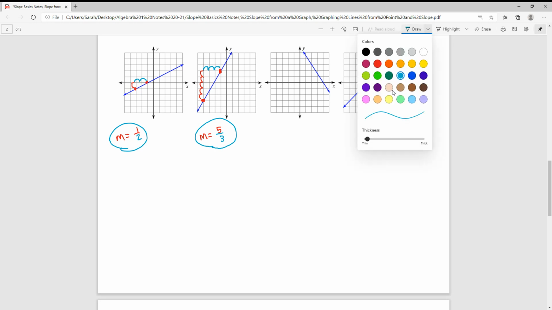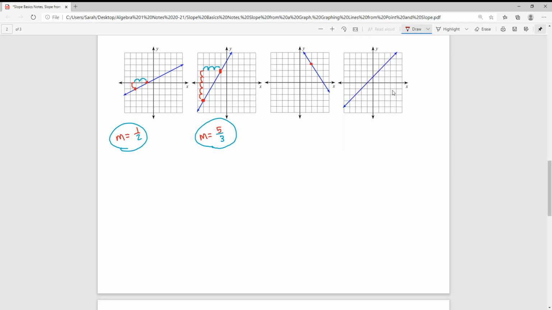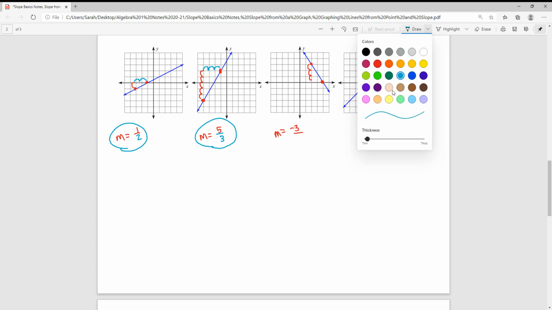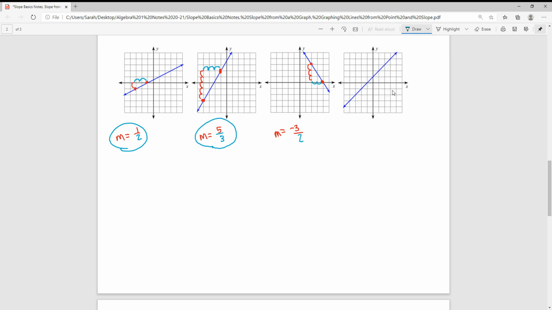We're back to a negative slope for the next one. So find 2 points that work nicely. Looks like this one, and follow this one. Since it's a negative slope, my top number will be a negative number because I've gone down 1, 2, 3. So negative 3 up top. Bottom number, how many I've gone to the right? 1, 2. So my slope is negative 3 over 2.